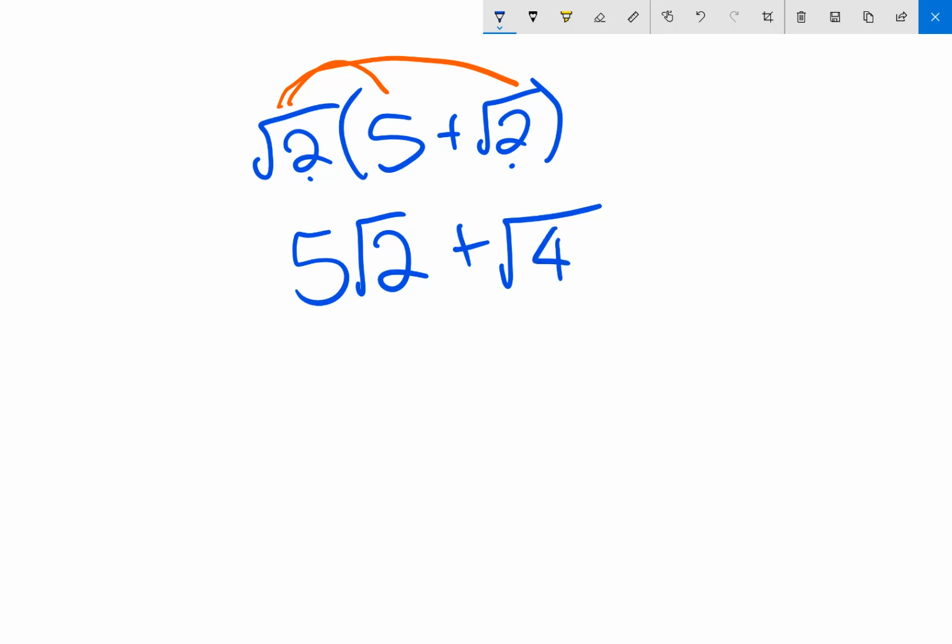So keep in mind that there's no like radical terms here. I can't combine this with this because the square root of 2 is not the same as the square root of 4. However, the square root of 4 can be simplified. The square root of 4 is the same as 2.